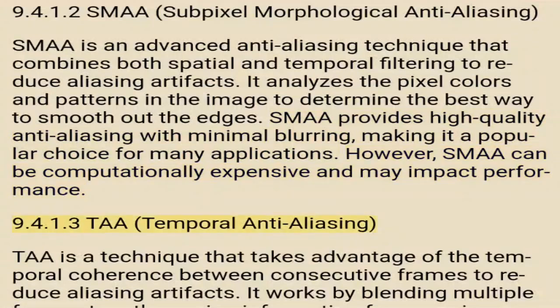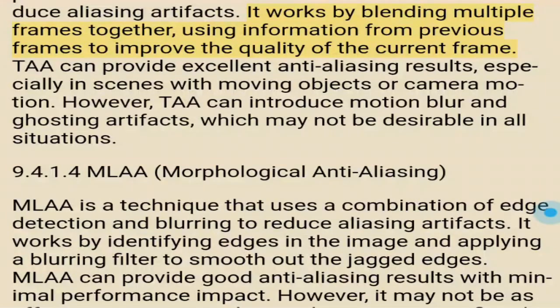9.4.1.3 TAA, Temporal Anti-Aliasing. TAA is a technique that takes advantage of the temporal coherence between consecutive frames to reduce aliasing artifacts. It works by blending multiple frames together, using information from previous frames to improve the quality of the current frame. TAA can provide excellent anti-aliasing results, especially in scenes with moving objects or camera motion. However, TAA can introduce motion blur and ghosting artifacts, which may not be desirable in all situations.